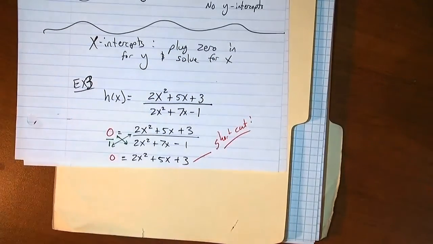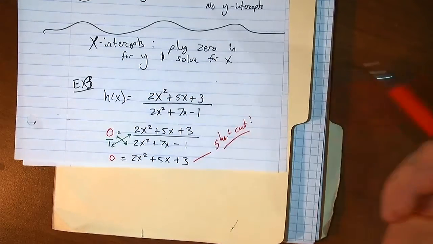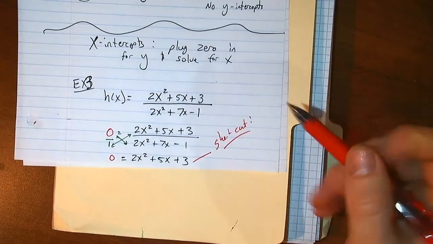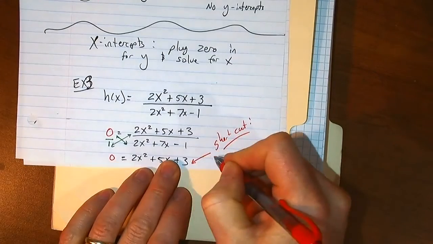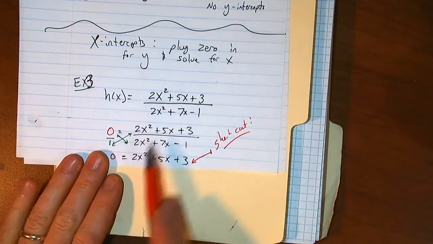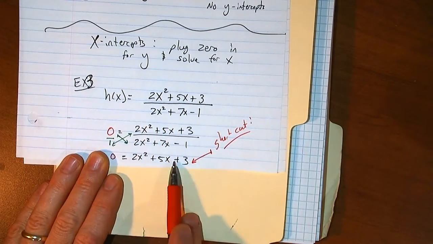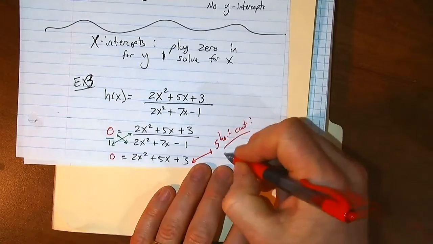I can just start right here. So technically, plugging in 0 for y is what we do with everything. And technically, that still works here. But as a shortcut, I can just start right there and just make the top. Notice that that's what this is. It's just my numerator. Just make the numerator equal to 0.